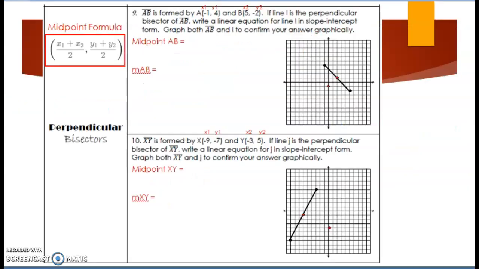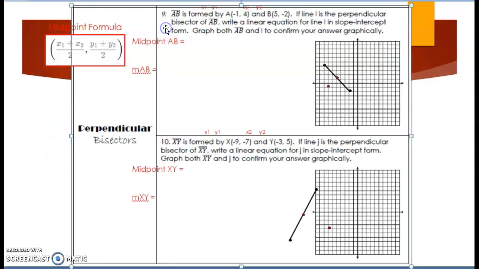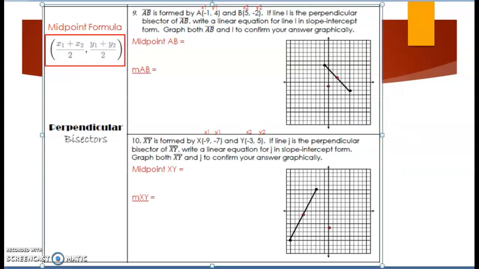Okay, couple more examples and we're done. So sometimes they want to give us more information. They're telling us there's a line AB formed and they give us the points. If line L is perpendicular, and it's actually the perpendicular bisector. So remember, it means it crosses in the middle. It cuts the line in half. And since it's a perpendicular bisector, it also forms a right angle to line AB.